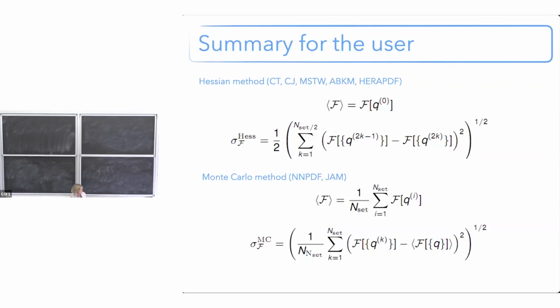Sorry, I forgot to mention that there is this JAM collaboration at Jefferson Lab, and it's interesting because they use the Monte Carlo method, but with a fixed parameterization. So here you see two examples. The NNPDF uses the Monte Carlo approach with a neural network. JAM uses the Monte Carlo approach with a fixed parameterization. So these are interesting things to compare.